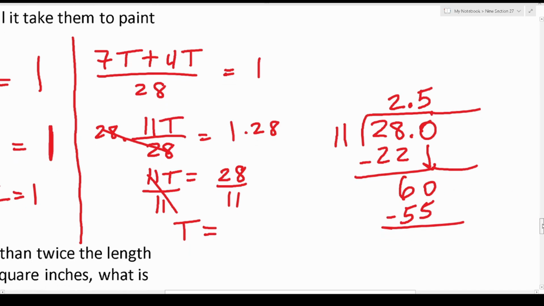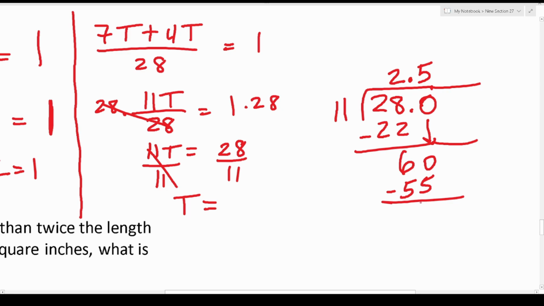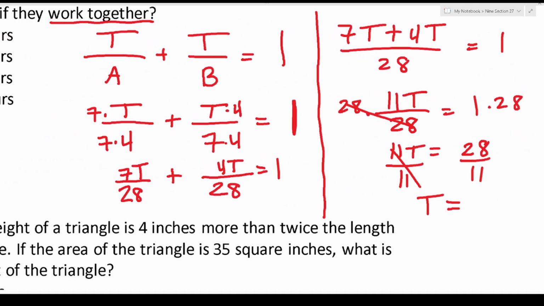60 minus 55 is going to be 5. And again, we have a 0 placeholder we can drop down now. And the question is, how many times does 11 go into 50 without going over? Well, that's going to be 4 times. 11 times 4 is 44. And I think we have enough to answer this question.